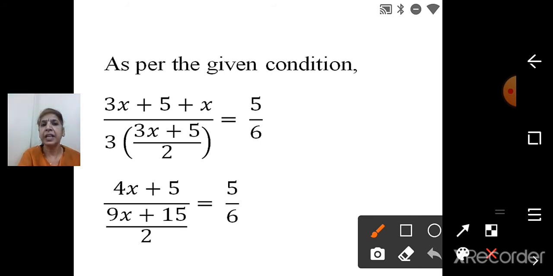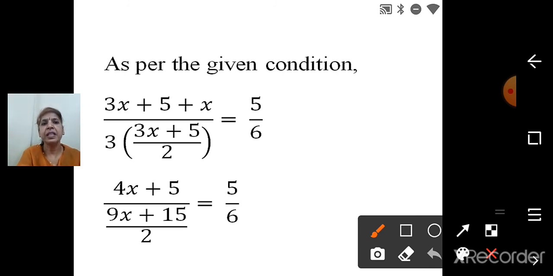upon 3 times the age of Anil. So that is 3 times; you are going to multiply by 3 the whole bracket, that is (3x plus 5) upon 2. And that ratio is given as 5 upon 6. So here, children, you have upon, and then upon to that also, so you have to do the calculation carefully.